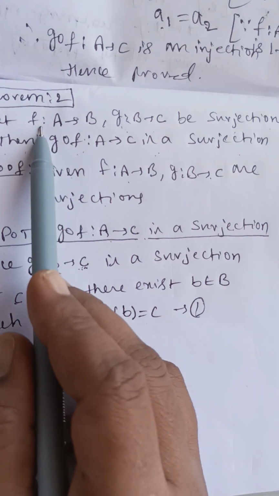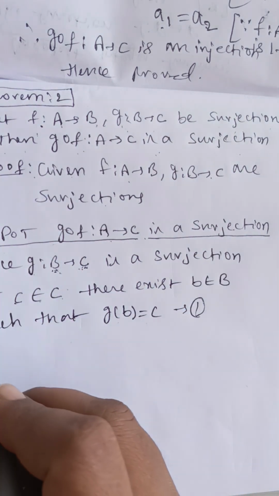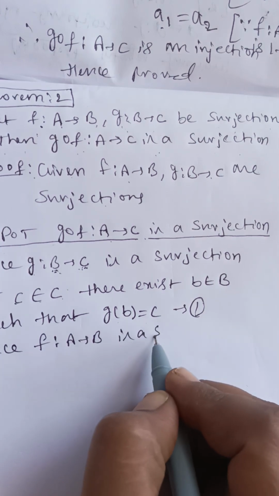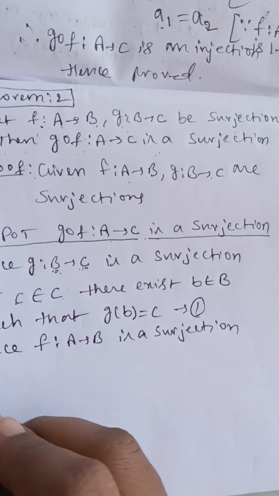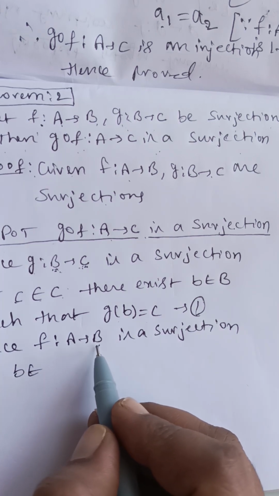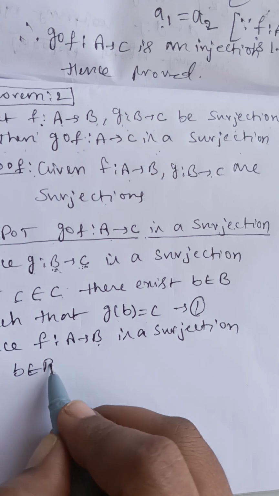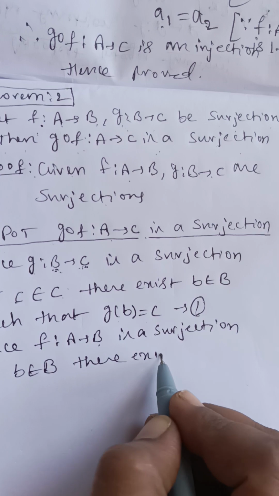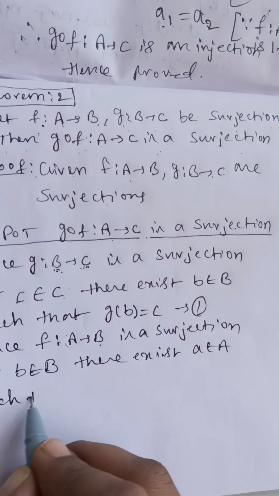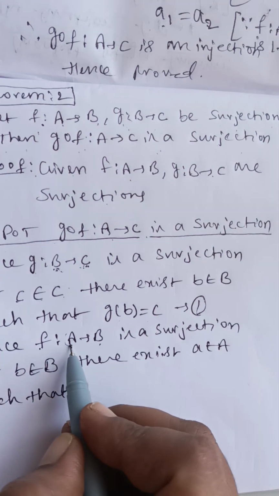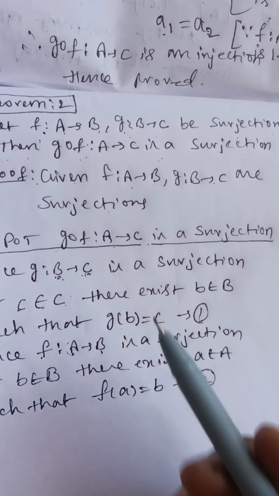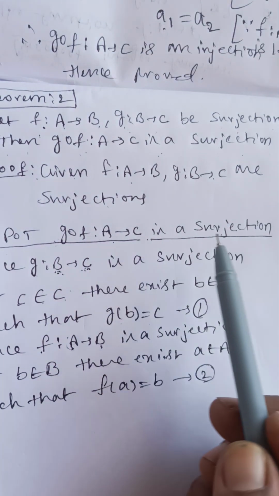Okay, one more function is an onto function: f maps A to B is also an onto function. So write the definition. Since f maps A to B is a surjection, we can also write onto. So for small b belongs to capital B, taking the element in the second set, the codomain, there exists small a belongs to capital A such that f of a equal to b. This is the second equation.